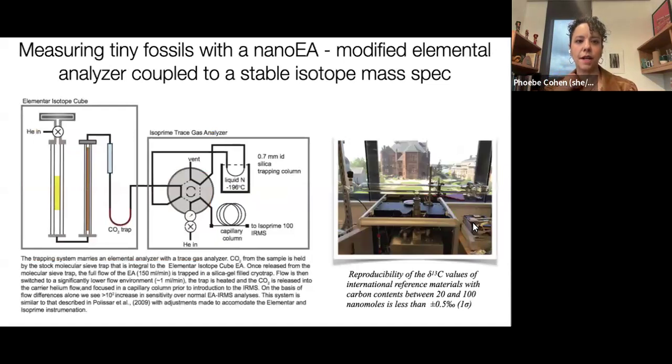Chris has developed a nano-EA, a modified elemental analyzer coupled to a stable isotope mass spec. And here's just a little cartoon of the system that involves a cryotrap, just showing you Chris's setup. It allows for carbon isotopic analyses of around 10 nanomoles. We usually try to go for 20 to 100. And you can see that the reproducibility with reference material is less than about 0.5 per mil.